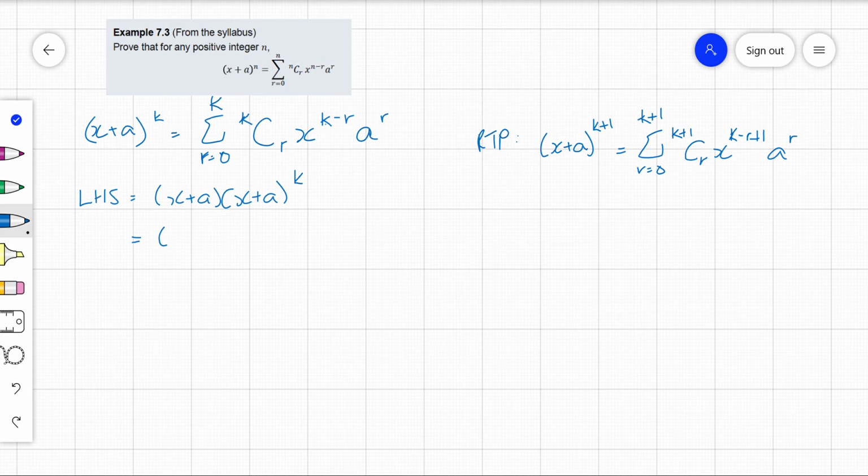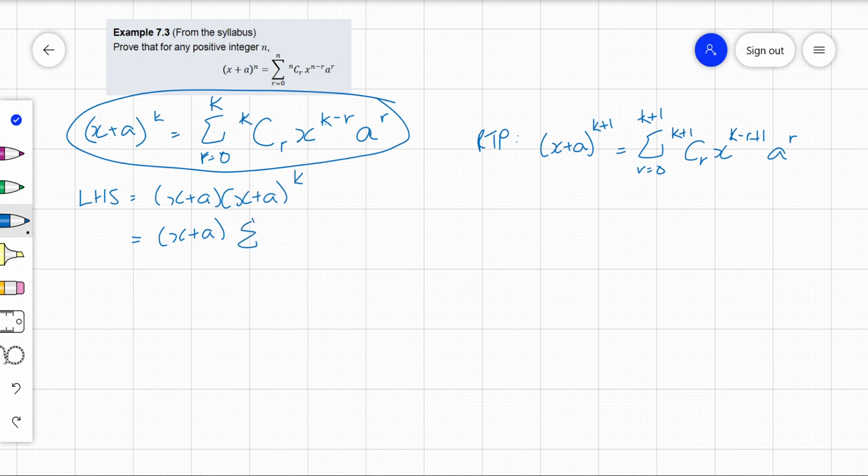Because I can use (x + a)^k, I can use the assumption and put the sum from r equals 0 to k of k choose r, x to the k minus r, a to the r. All right, and what we're going to do with that is we're going to times it by x, and then we're going to times it all by a. So we're just expanding out the brackets. And I should have written P(k) because that's what I've used.